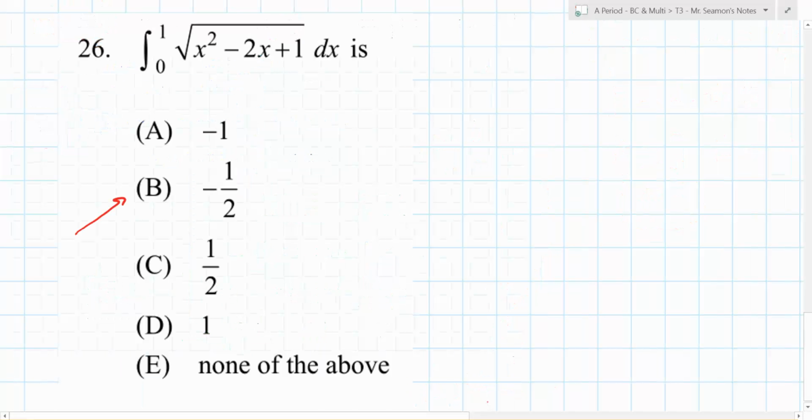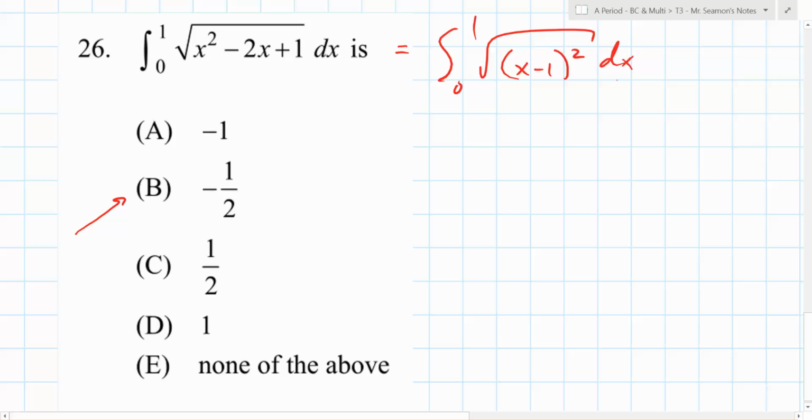So I just want to look at it and you're like, oh sweet, I noticed something. You can't use u substitution, right? Because there's no term on the outside of the radical. So you're like, oh man, so this is going to be the integral from 0 to 1 of the square root of what? X minus 1 squared. So then you're like, sweet, 0 to 1 of x minus 1 dx.